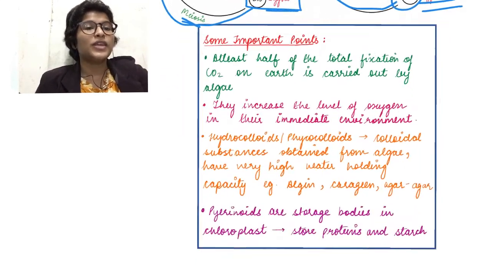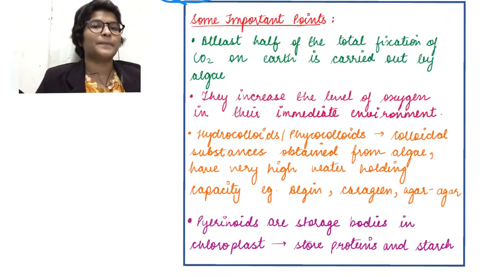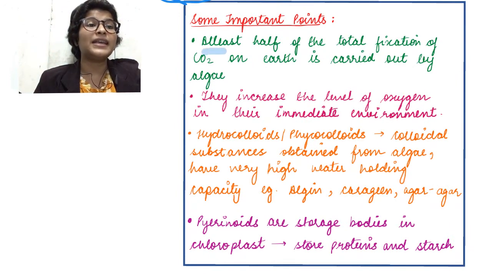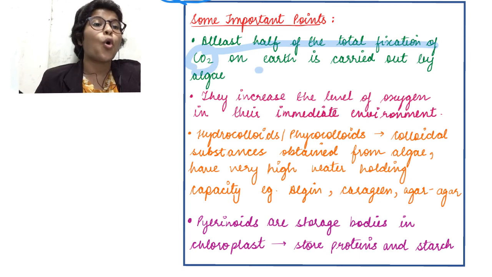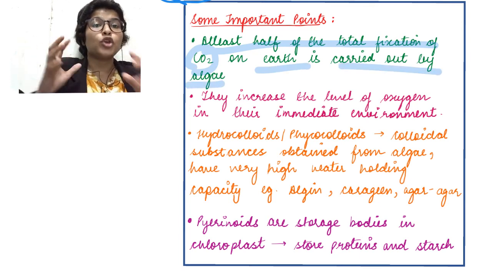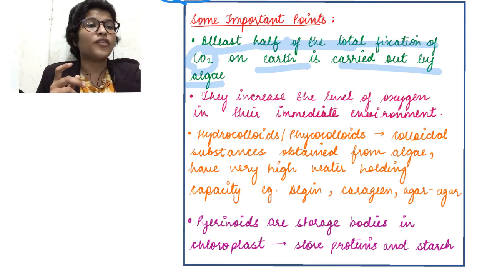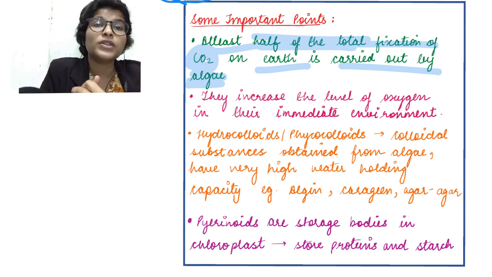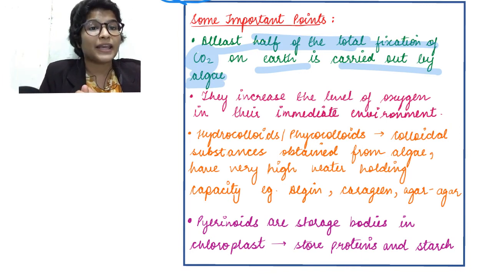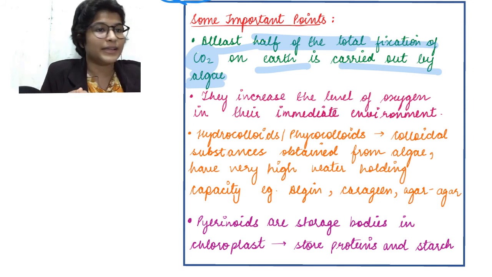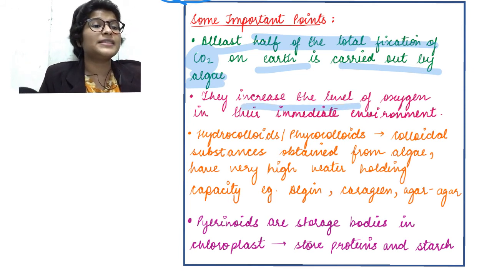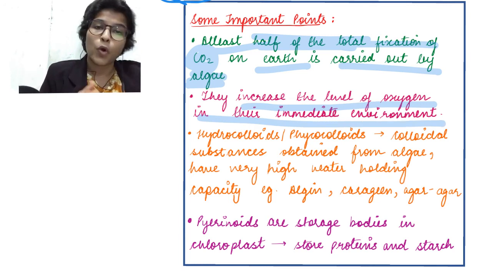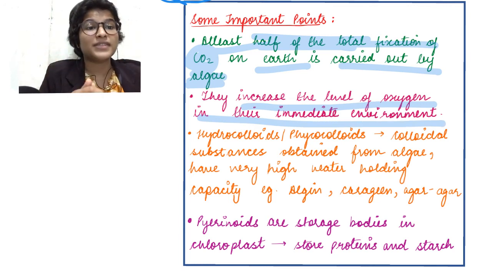Okay, so here are a few important points we need to understand. First is that at least half of the total fixation of CO2 on earth is carried out by algae. तो हमारी अर्थ पे at least half of the total fixation of CO2 is done by algae. We've seen in photosynthesis, right, that CO2 is utilized to form food. So these algae contribute to clearing half of the CO2 in the atmosphere. Next, that they increase the level of oxygen in their immediate environment. Obviously, through photosynthesis itself, we have seen that they give out oxygen during photosynthesis. That is why they increase the level of oxygen.